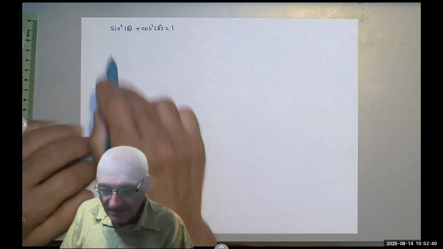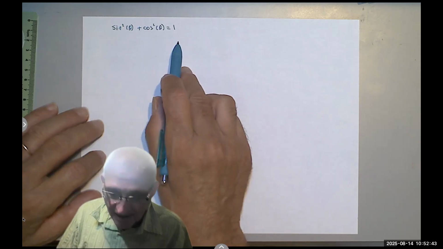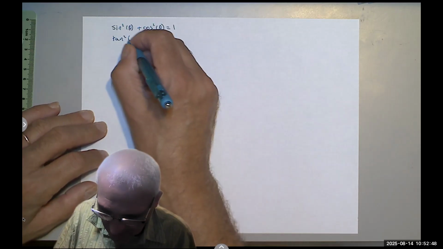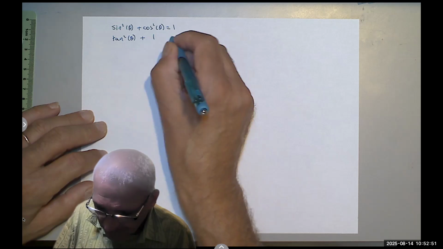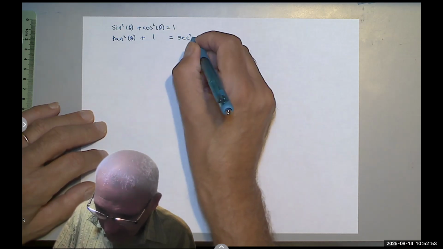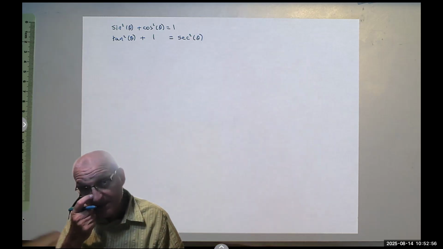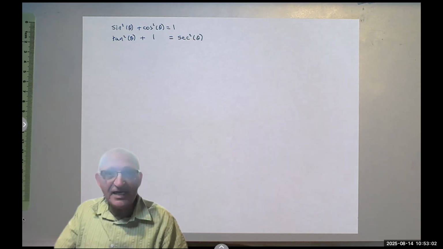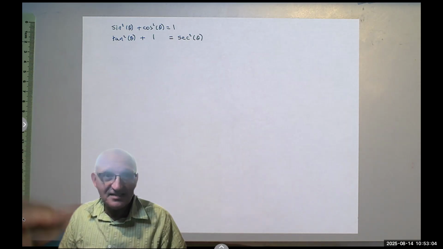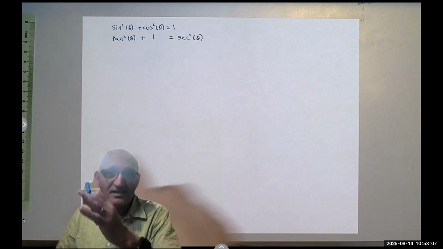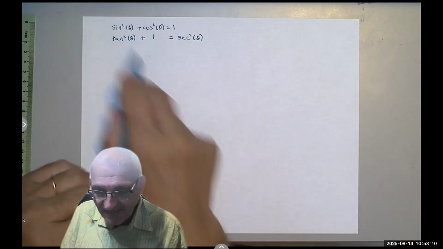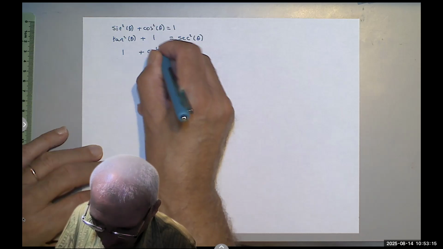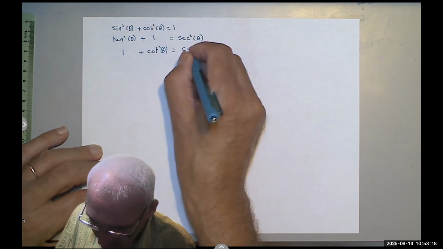Then when we divided right and left by cosine square, we got another identity that is derived from this one, so it's not like an independent one: tan square theta plus 1 equals secant square theta. Meaning if you have a triangle where one of the sides is tan theta and the other is 1, then the hypotenuse would be secant. And if you divide by sine square, you get 1 plus cotan square theta equals cosecant square theta.